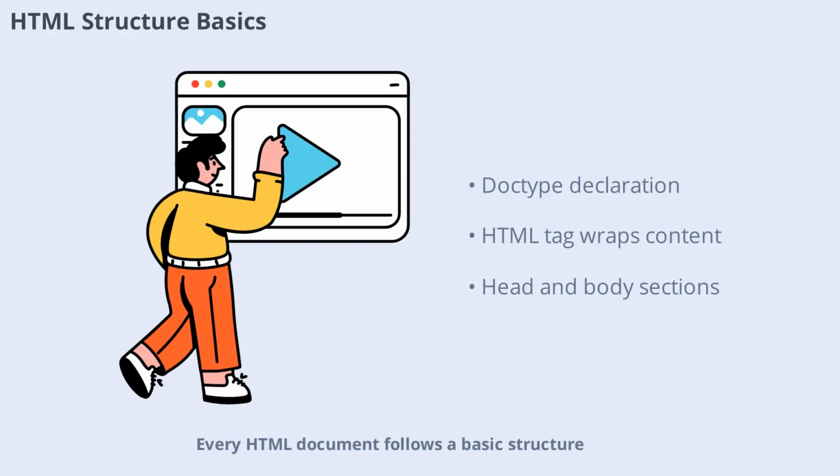Every HTML document follows a basic structure. It starts with a doctype declaration, followed by the HTML tag that wraps all content. Inside, you'll find the head section, which contains metadata like the page title, and the body section, where visible content lives. This structure helps browsers interpret your page correctly. As you build more complex websites, keeping this structure in mind will ensure your code remains organized and easy to maintain.